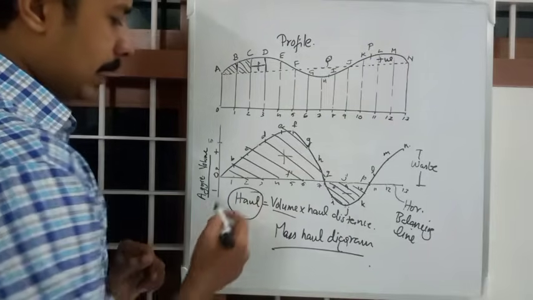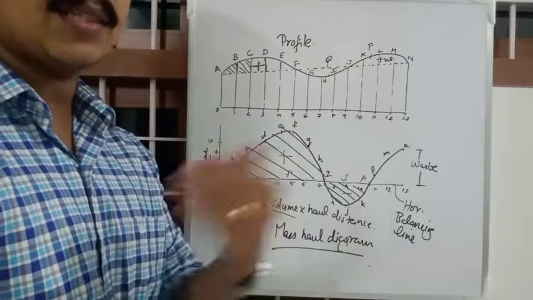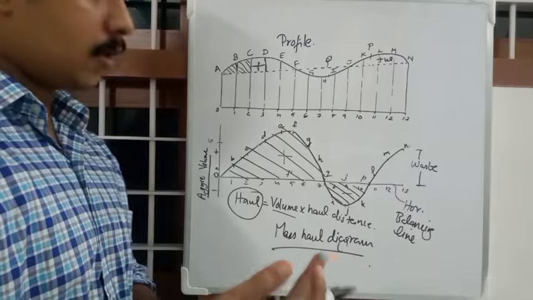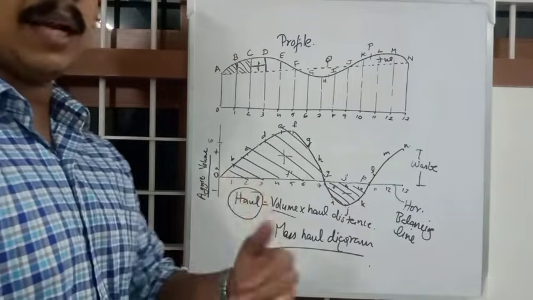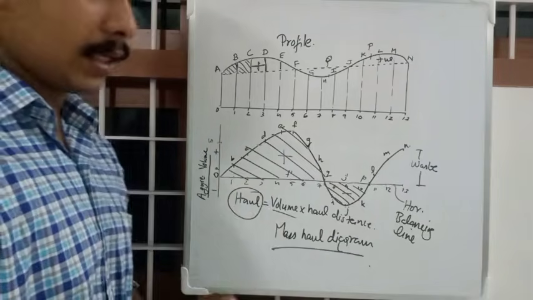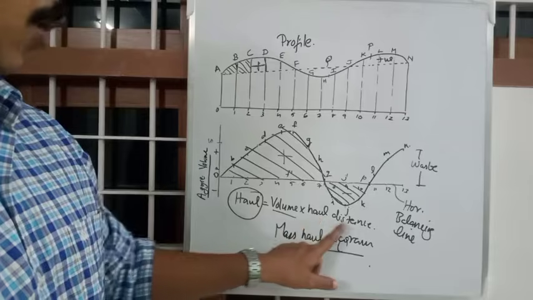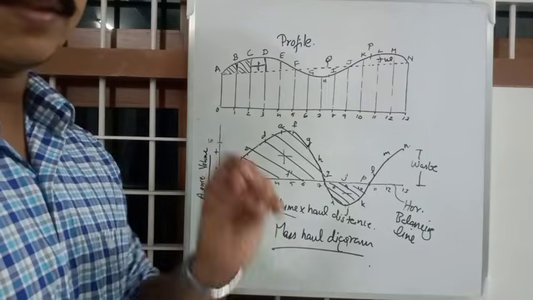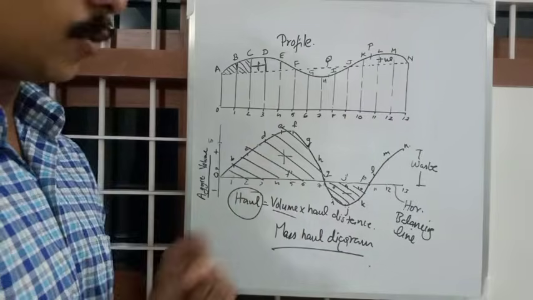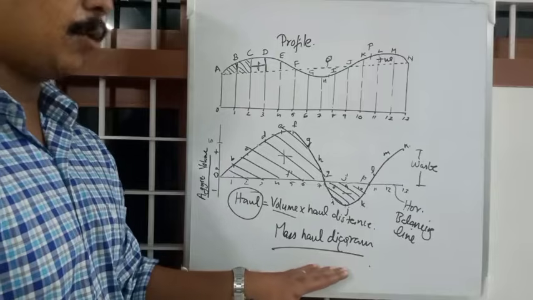Haul will be the parameter that is used to consider rate of quantities, cost of construction, etc. So based on the haul value, we will be paying the contractor who is doing all this work. The area of this region will give you volume into haul distance, and based on that value you will be calculating all the other things. So these are the 9 characteristics of the mass haul diagram.